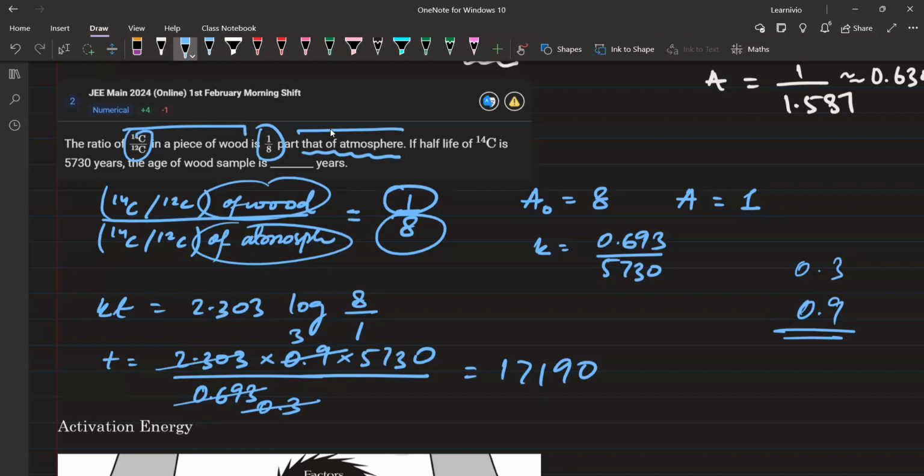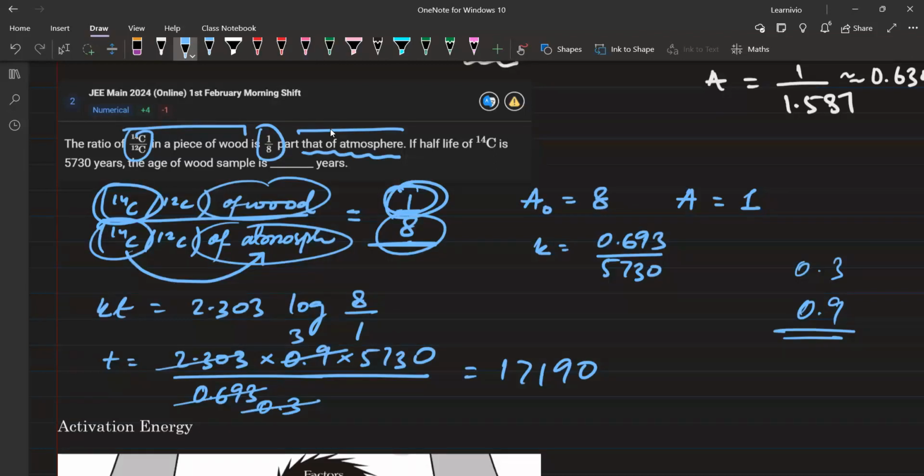Carbon 12. But whatever variation is there, it is because of the carbon 14. So the carbon 14 in the atmosphere right now has not disintegrated. Make sense? Yes, sir. And when the carbon 14 is not disintegrated, it is 8. And the carbon 14 which has disintegrated in the wood, it is 1.